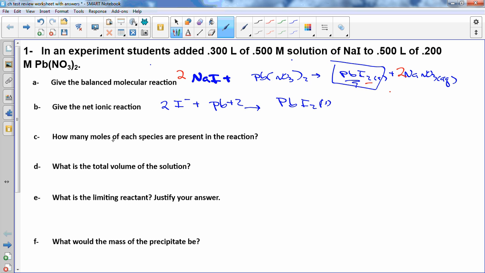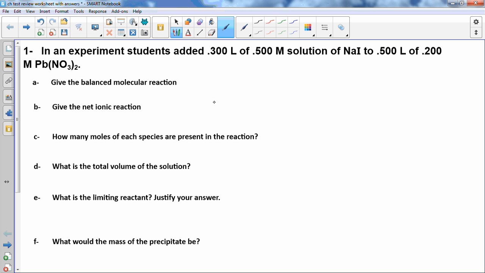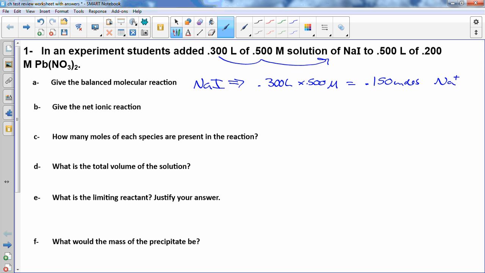All right, so hopefully that's not too difficult so far. Now, how many moles of each species are present? I'm going to take advantage of this space up here. So for NaI, I'm going to say that it is 0.300 liters times 0.500 molar. That ends up to be 0.150 moles. And that's true for Na plus, and it's true for I minus.